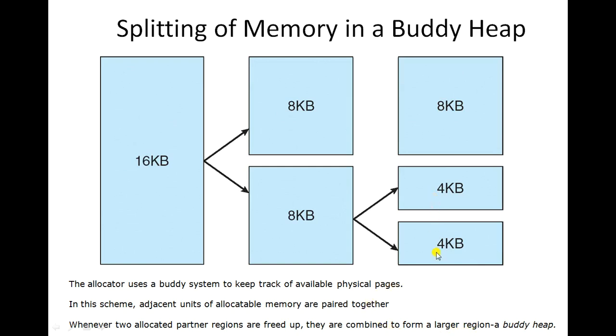First, suppose there are free frames of 4 KB available, and two adjacent units of free frames are combined to form a larger memory chunk. So 4 KB has been combined to form 8 KB. So already 8 KB is there, and two 8 KB memories have been paired up to form 16 KB. So this is called a buddy heap.